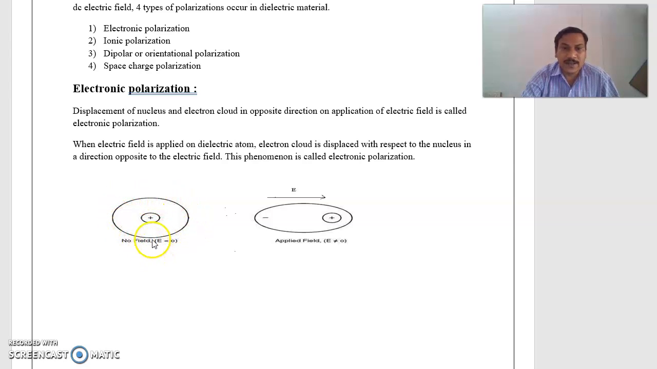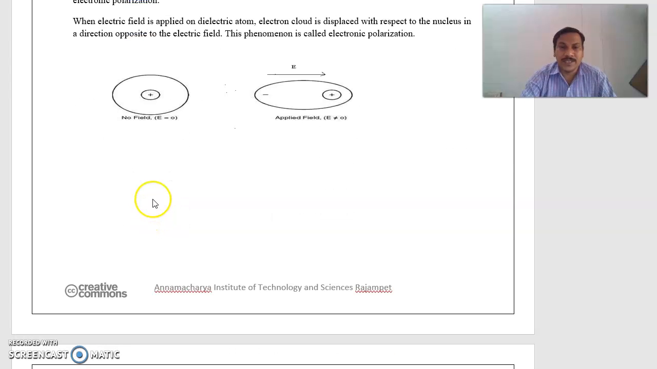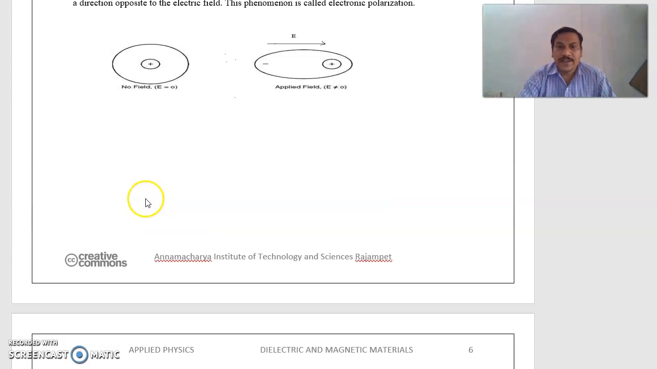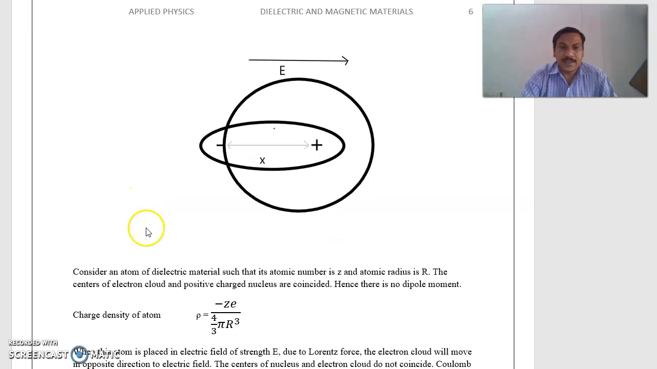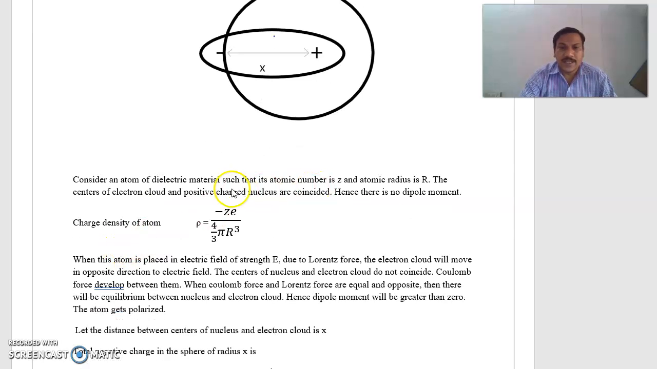Here, if there is no electric field, the positive charged nucleus center coincides with the electron cloud center or orbit center. So there is no dipole, there is no polarization. So next, consider an atom of dielectric material such that its atomic number is Z and atomic radius is capital R. The centers of electron cloud and positive charge nucleus coincide. Hence, there is no dipole moment.